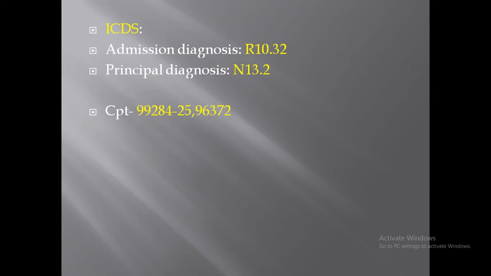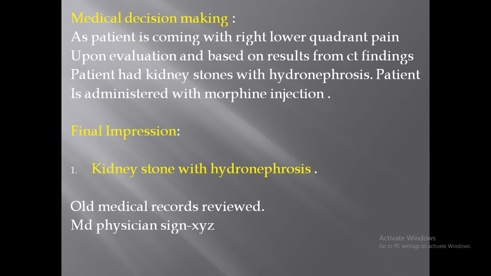Coming to ICDs, in this we need to code two things. One is the admission diagnosis, and the other is the principal diagnosis. Admission diagnosis is nothing but the chief complaint or HPI complaint, as the patient is coming with right lower quadrant pain. So this will be the admission diagnosis. And then the principal diagnosis is the final result. And then CPTs, we will cover in the next session. Now we will see only the ICDs. So we will code the ICDs now.